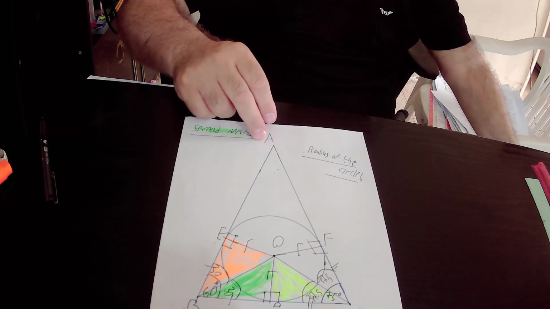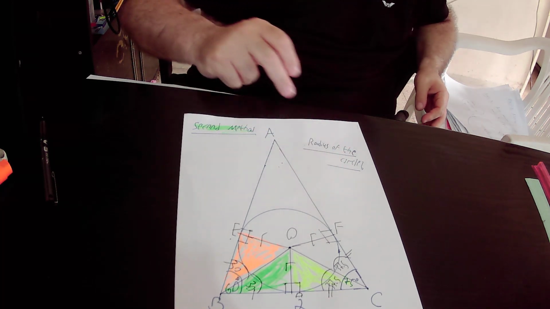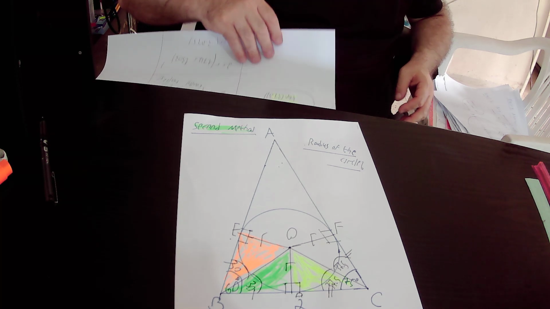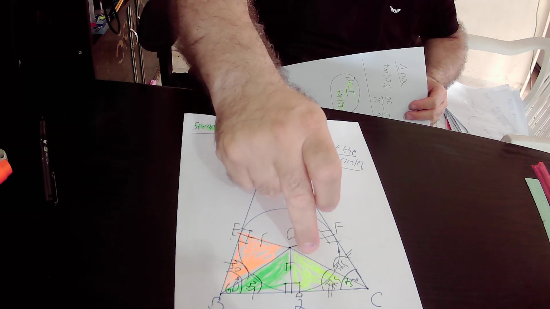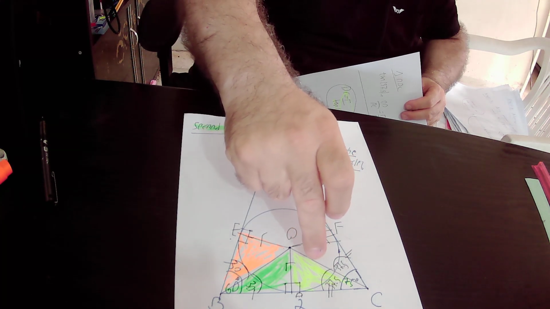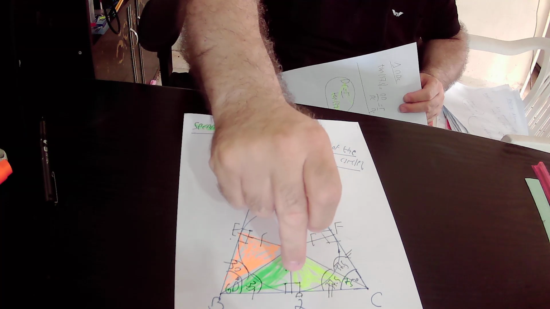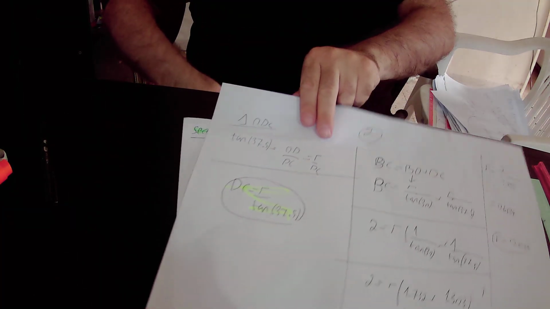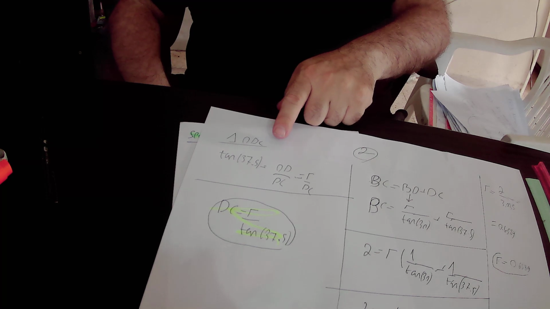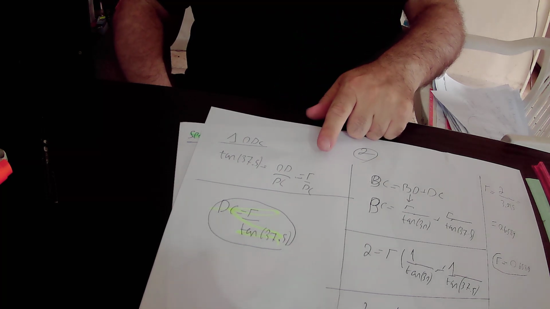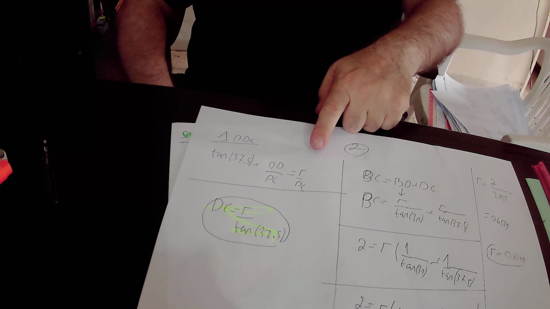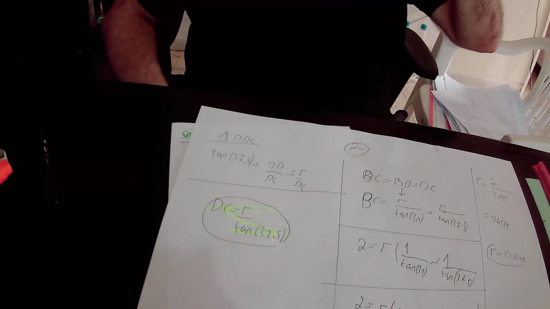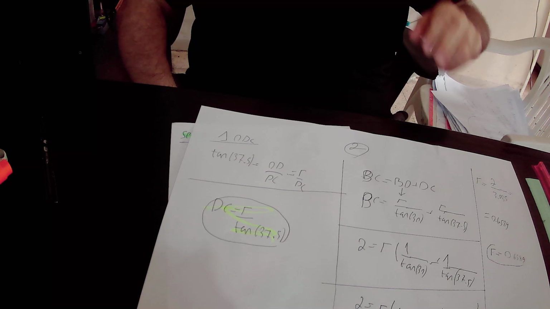We repeated the same process here. We focused on the yellow triangle ODC. In the yellow triangle ODC, tan 37.5 degrees equals OD over DC. OD is R, over DC. Here we multiply this equation by DC and divide it by tan 37.5 degrees, and found that DC equals R over tan 37.5 degrees.